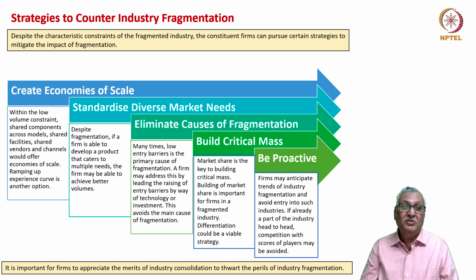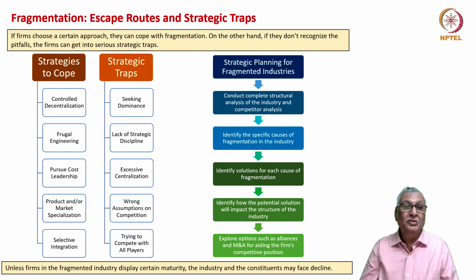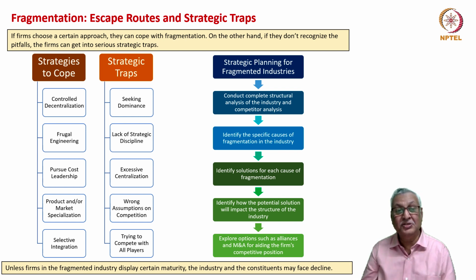So if you understand these 5 principles, a company which is there in the fragmented industry can keep its head above water. There are strategies to cope for fragmented industry companies, and there are also certain strategic traps. The strategies to cope are to centralize but at the same time decentralize. That is, there should be controlled decentralization. As I said, fragmentation may occur because local development and local catering of market may be required, in which case decentralization is the answer. But the resources are so limited that the same wheel cannot be discovered in 100 geographies. So controlled decentralization is required.